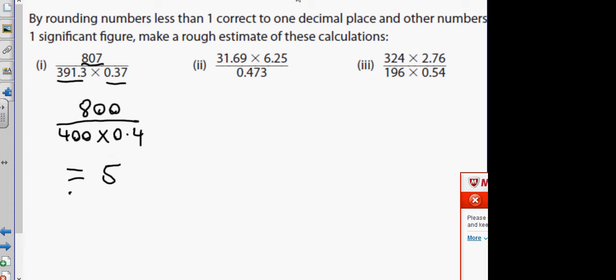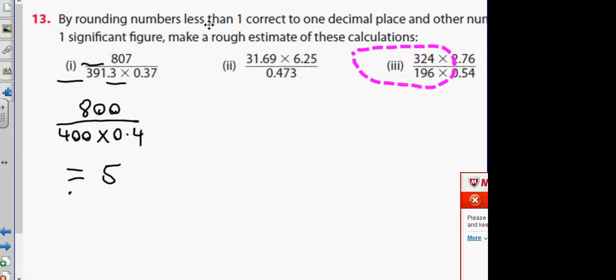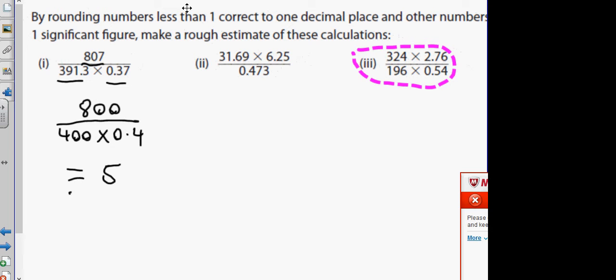Alright, let's do the next one. This one here. Number, what's the 13 part? 13 part 3, okay? So on 13 part 3, once again, we're going to round off 324 to 1 significant figure. So it'll be 320 to 2 significant figures, and then it'll be 300 to 1 significant figure. So we're looking at 300 for the first one.